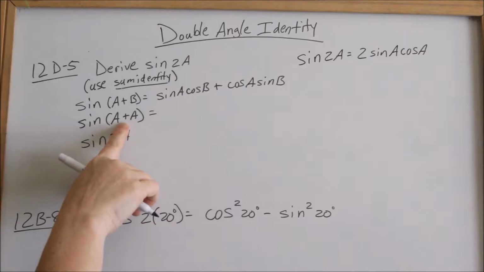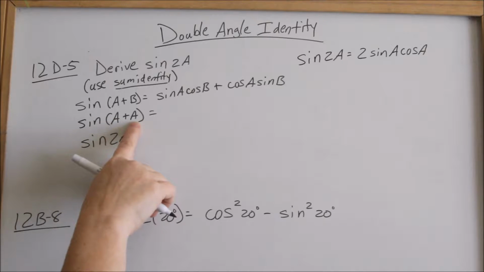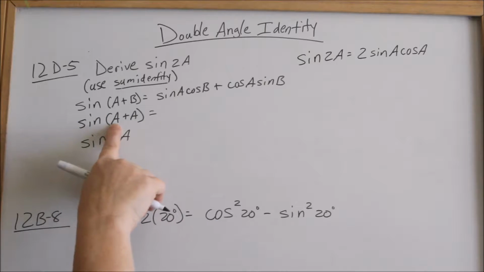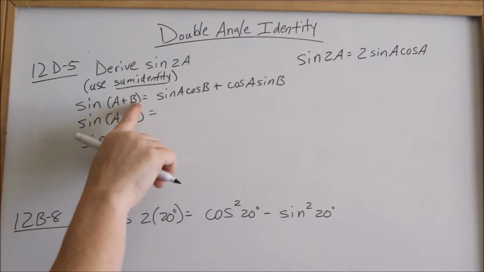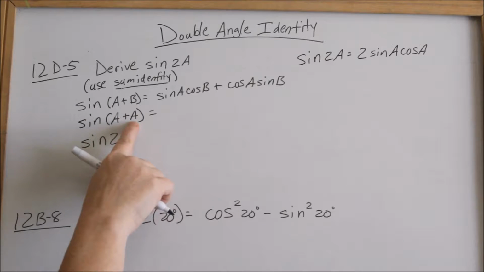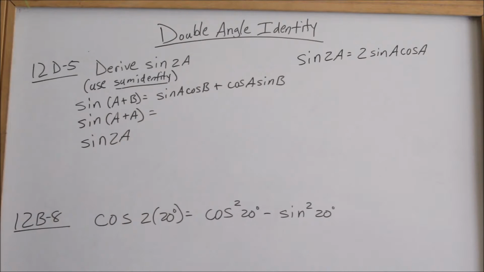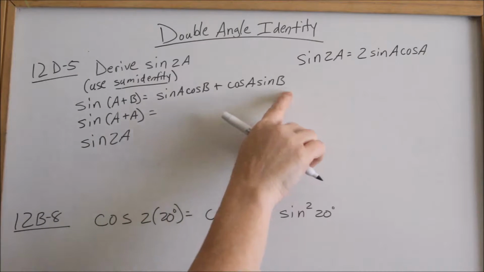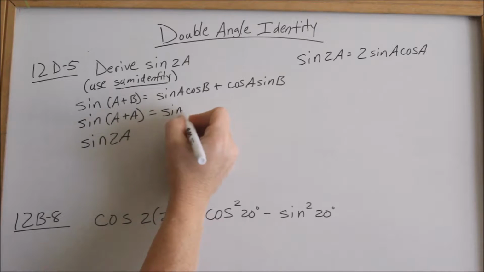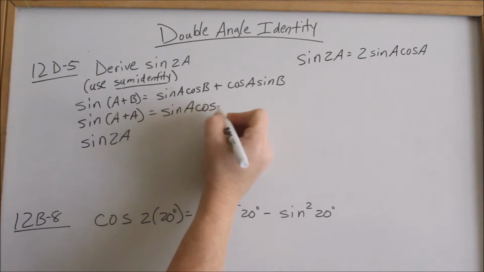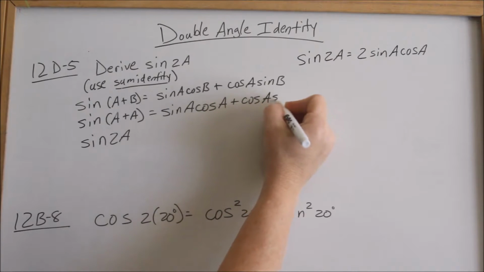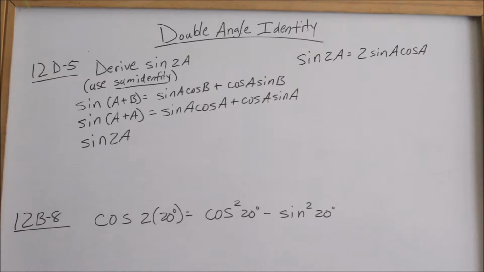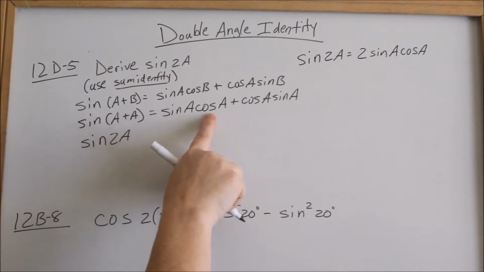So going back to the sum identity, if they're both a's, then everywhere we see an A, we're going to replace it with A. Everywhere we see a B, we're going to replace it with A. So in other words, over here on the right, we should have all A's. So using this formula of sum identity, then you have sine of A, cosine, everywhere I see a B, I'm replacing it with A, plus cosine of A, everywhere I see a B, I'm replacing it with A. Okay? Sine A, cosine A.